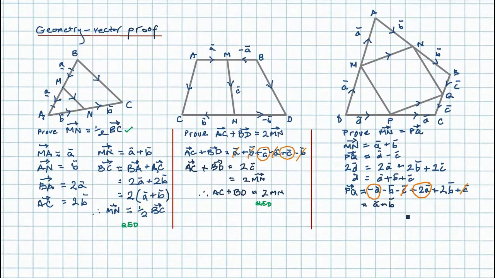And that is all that I require to prove what I set out to prove, because MN we've already said is A plus B up here. Let's just tick it like that. Okay, M to N is A plus B, therefore M to N must equal P to Q.